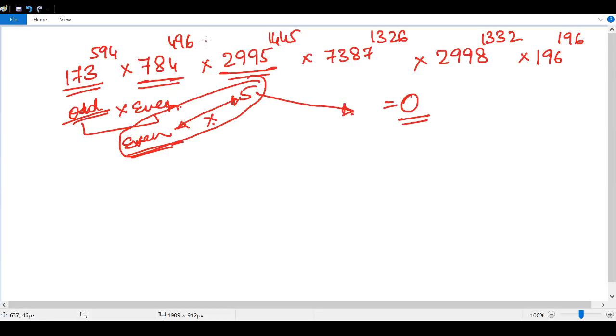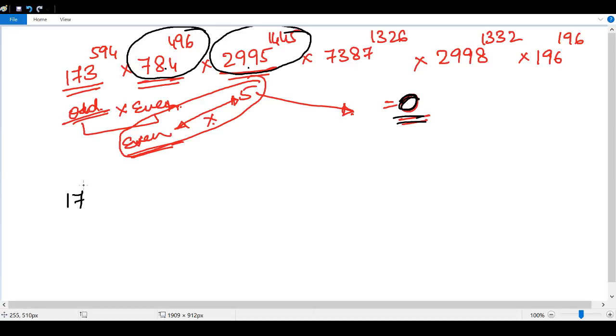Which means that once I realize that I have an even number, and then I realize that I have a 5's multiple, I know for the fact that once this is done, I know exactly that an even number and a 5's multiple will always give me a 0. I do not have to do anything else. Right? So it will always give me 0.